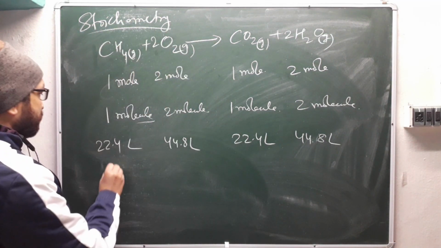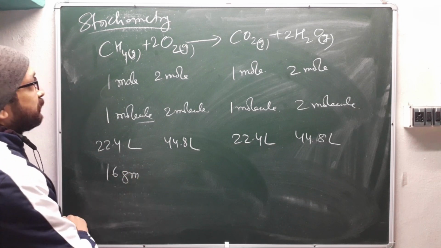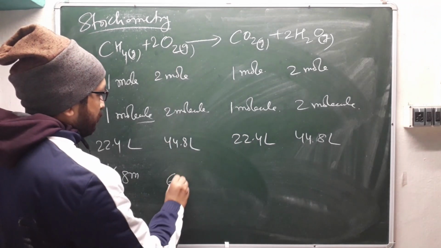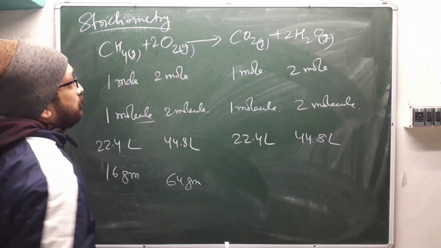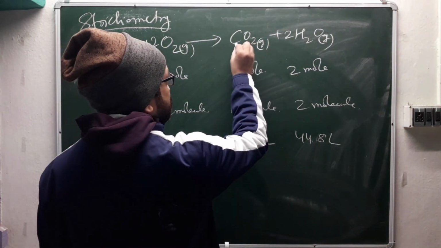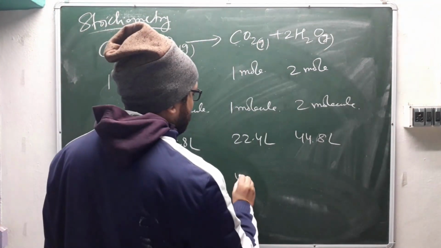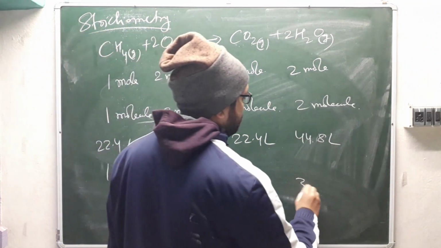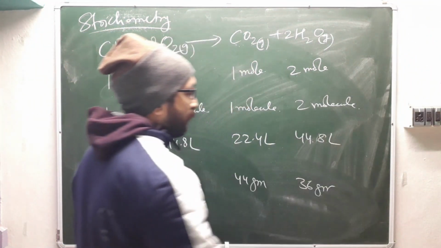Now one more thing: for methane, how much are you taking? 12 plus 4, 16. 16 gram of methane is reacting with 32 into 2, 64 gram of oxygen. What you are getting? It will be 12 plus 32, which is 44, so 44 gram of carbon dioxide and 18 into 2, 36 gram of water you are getting.